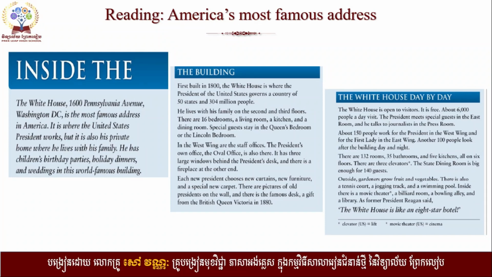There are 132 rooms, 35 bedrooms, 5 kitchens, all on 6 floors. There are 3 elevators. The state dining room is big enough for 140 guests. Outside, the gardens grow fruit, vegetables. There is also a tennis court, a jogging track, a swimming pool. Inside, there is a movie theater, a billiard room, a bowling alley, and a library. As former President Reagan said, the White House is like an 8-star hotel.